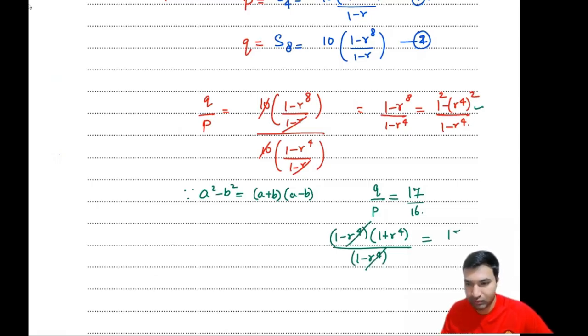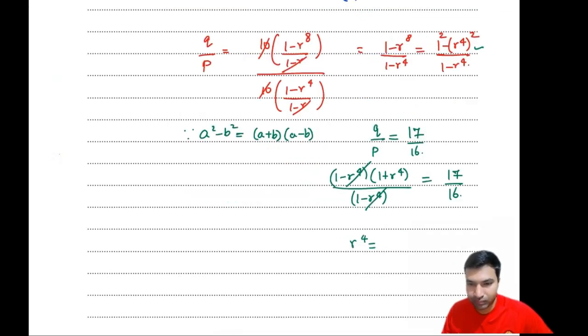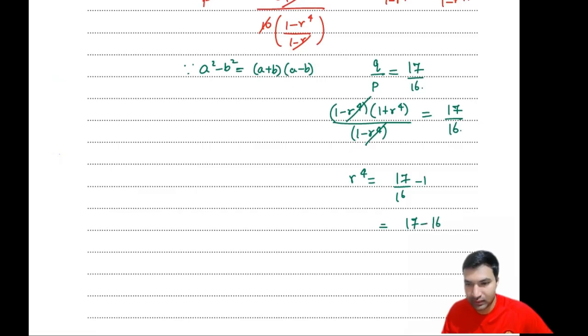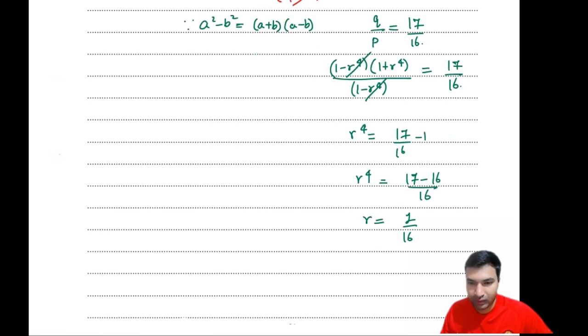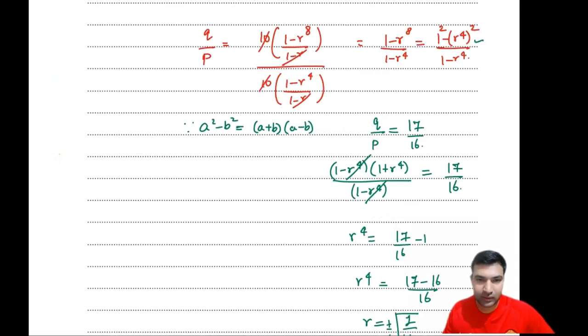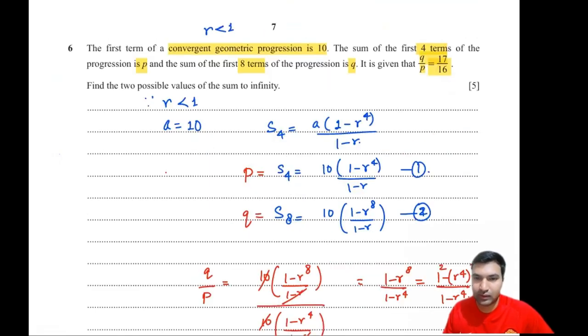Then we have 1 plus R to the power 4 equal to 17 over 16, or I could say R to the power 4 is 17 over 16 minus 1, which basically turns out to be (17 minus 16) over 16. That is R to the power 4. Now R is equal to the plus minus fourth root of 1 over 16, right? Therefore, we get R is equal to 1 over 2, or we get negative 1 over 2. So we got two values of R. Now they're asking us to find the sum of the possible values of the sum to infinity.